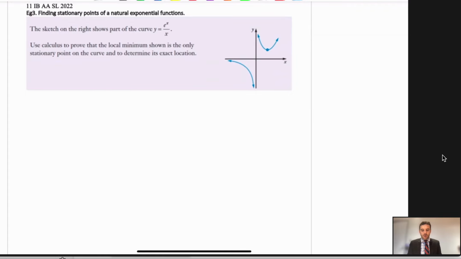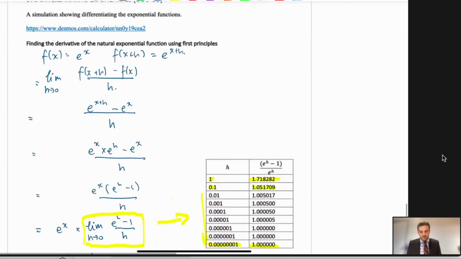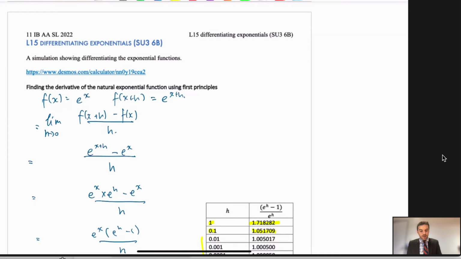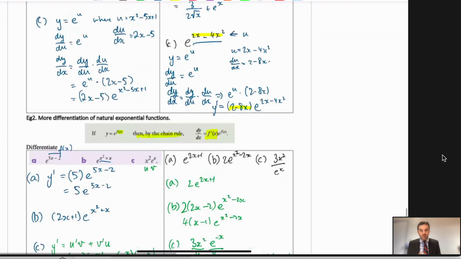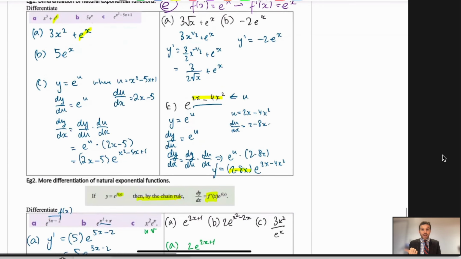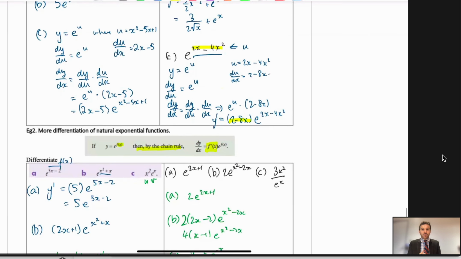The last example of lesson 15, differentiating exponential functions. In this one, we've learnt that the differentiation of an exponential function is e to the x. We've also learnt the general rule, the chain rule, so if we want to differentiate when an exponential has a more complicated power, we just simply bring the gradient function down as a coefficient.